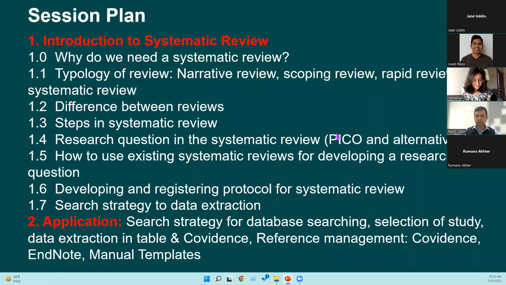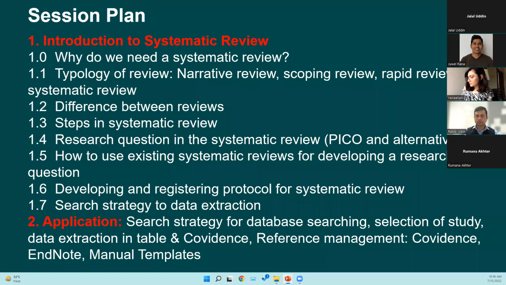Moving on, I'll just introduce a bit about the session plan. In the first session, we'll be talking about the introduction to systematic review: why we need a systematic review, why we should conduct one, and how it's going to help us. Then we'll learn about different types of reviews: narrative review, scoping review, rapid review, systematic review, and a lot of other reviews. And then we'll know the brief differences between the reviews we usually use for evidence-based medicine or in other disciplines also.